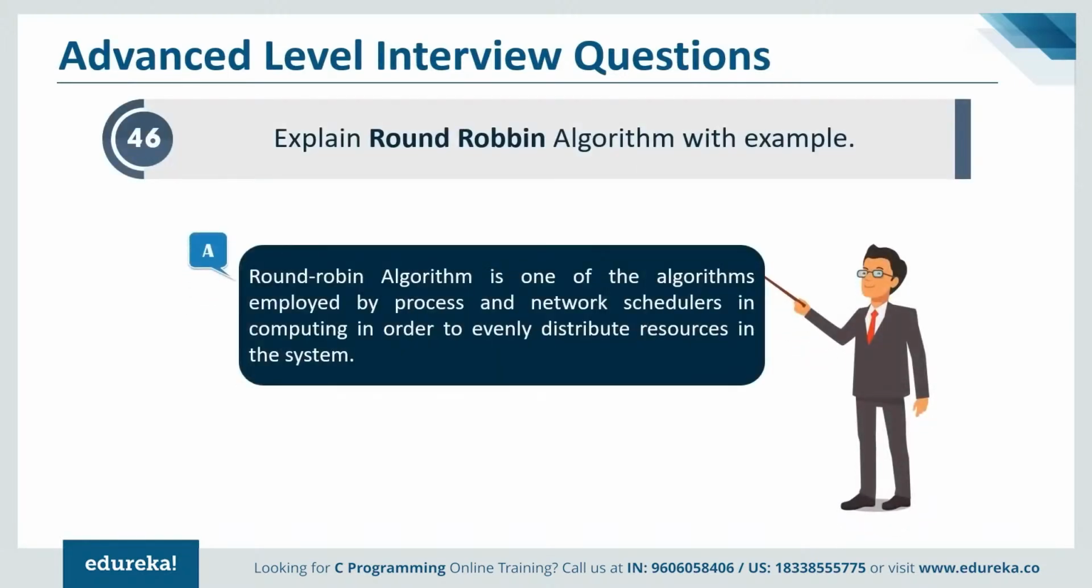Round robin algorithm is one of the algorithms employed by the process and network schedulers in computing in order to evenly distribute the resources in the system. Now let us execute an example to understand round robin algorithm.